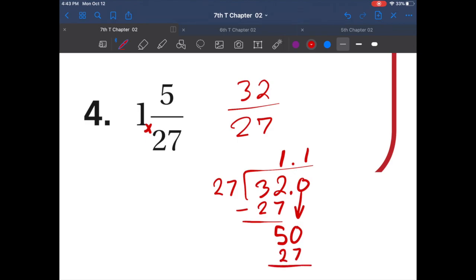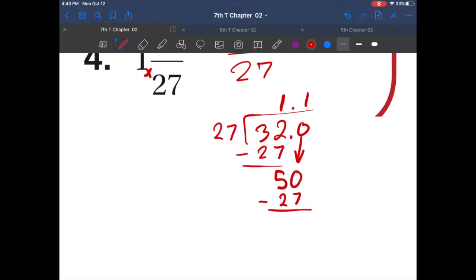Yes, it can. 1 time. That's 27. We subtract that. What do we get? 23. So let's see. 10 minus 7 is 3. And then 4 minus 2 is 2. Can 27 go into 23? No, it can't. Bring down a 0. So let's see. Can 27 go into 230? Well, I don't know. But I know 27 times 10 is 270. So I'm going to try 8 times. So let's see if that works. 8 times 7 is 48.